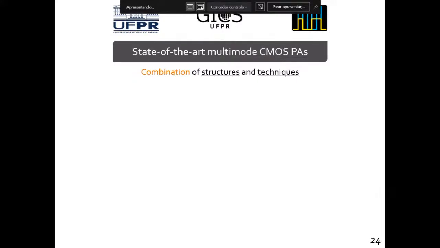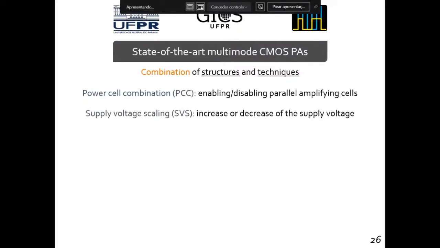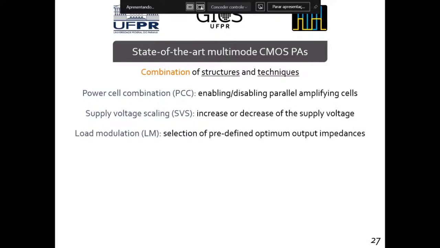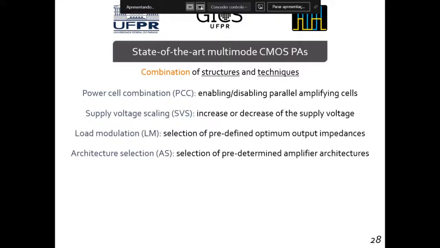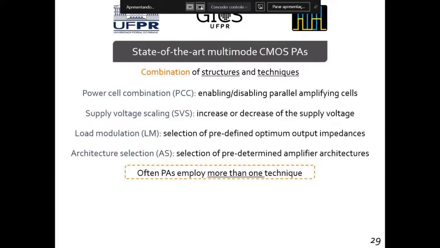Based mainly on these types of configurations, several examples of structures and techniques to achieve multimode operation can be found in the literature. For example, the power cell combination, which is the enablement or disablement of parallel amplifying cells. Or the supply voltage scaling, which is the increase or decrease of supply voltage. The load modulation, which is the selection of predefined optimum output impedances. The architecture selection, which is the selection of predetermined amplifier architectures. And often power amplifiers employ more than one technique to achieve multimode operation.